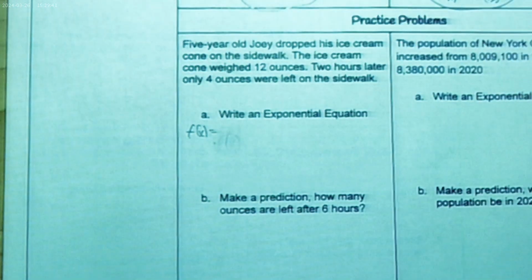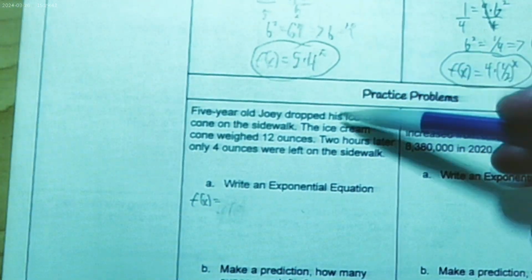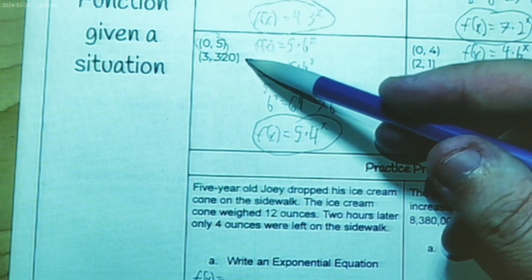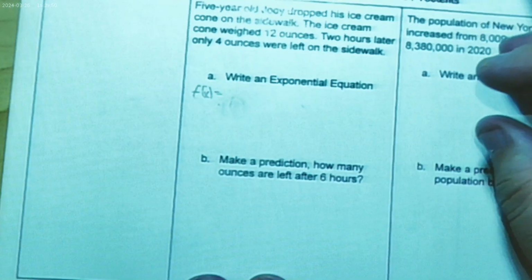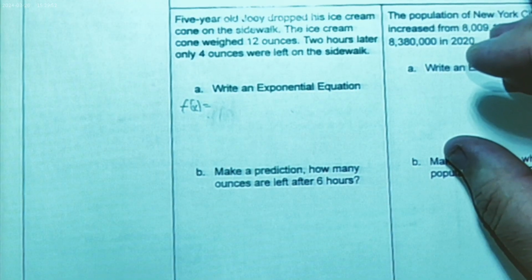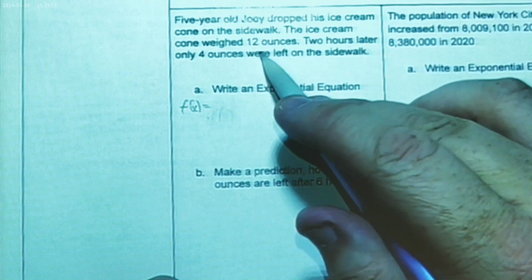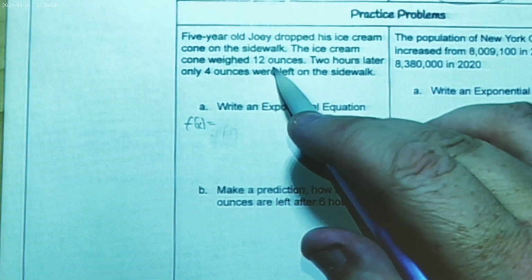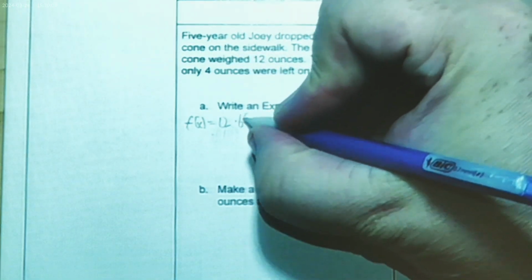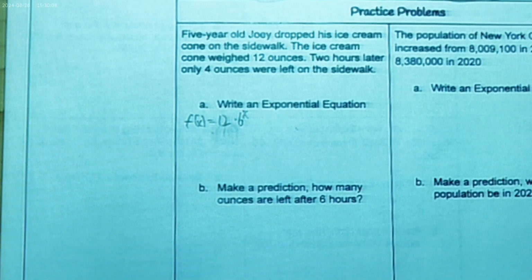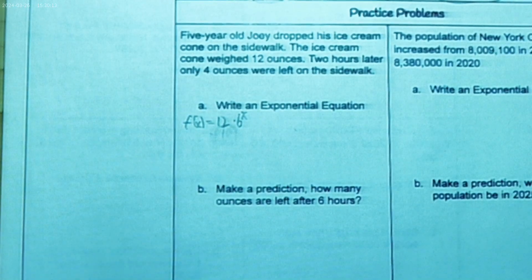So we're basically going to do here what we did up here. It's just that now we're getting this point in words as opposed to just getting an actual number for the point. So we have write an exponential function, f of x equals, so it weighed 12 ounces when you dropped it. So we know it's going to start at 12 times b to the x. So 2 hours later, only 4 ounces were left on the sidewalk. So in 2 hours, only 4 were left.